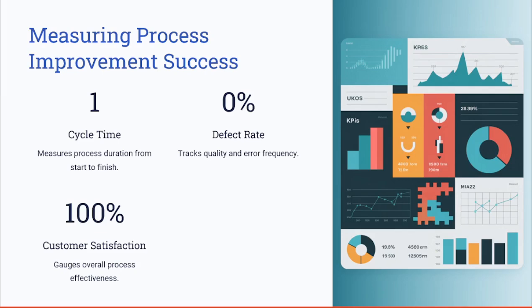Common KPIs that can be used are, for example, the cycle time, the defect rate, or customer satisfaction. Each of these KPIs can serve in a different way, serving different projects. For example, in a software project, you might have the defect rate as part of your process improvement KPIs. Customer satisfaction can be used, for example, when you are delivering a public project, or a project that serves the customers.